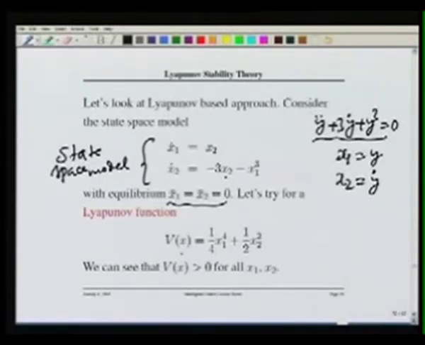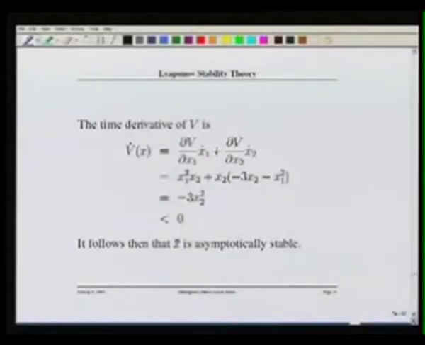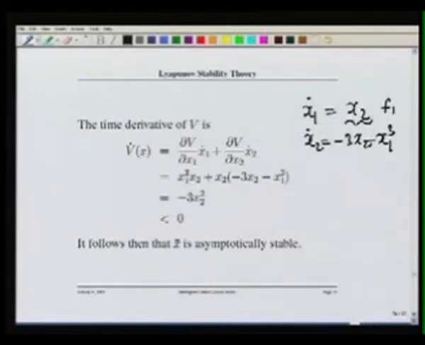Now, the Lyapunov function I select for this system is V of x equals 1 upon 4 x 1 to the power 4 plus 1 upon 2 x 2 square. This is like an energy-like function. I take the derivative of this. So, V dot of x is dou V by dou x 1 times x 1 dot plus dou V by dou x 2 times x 2 dot, and you can check that x 1 dot is x 2 and x 2 dot is minus 3 x 2 minus x 1 cube.